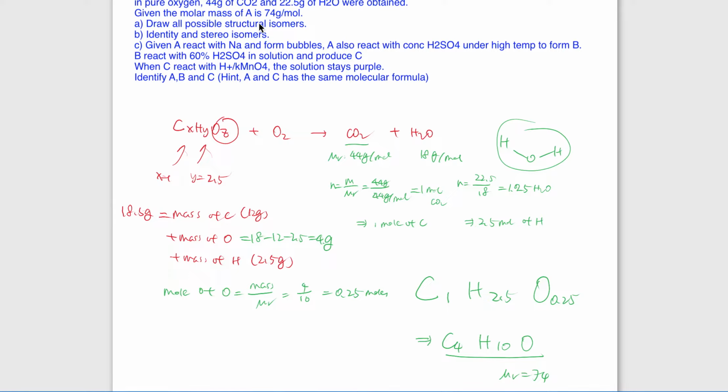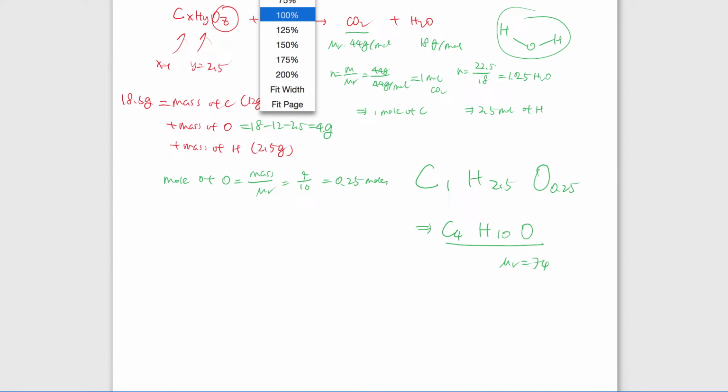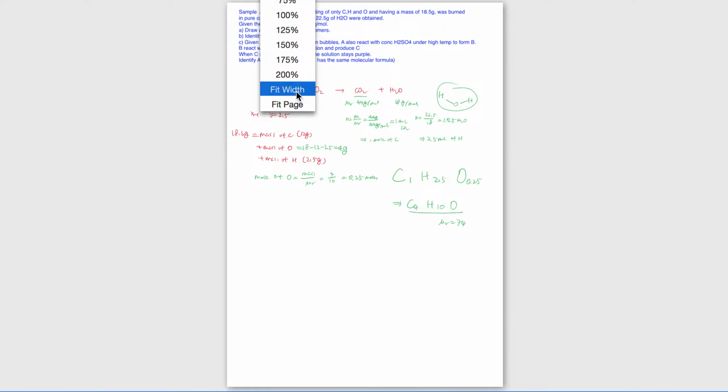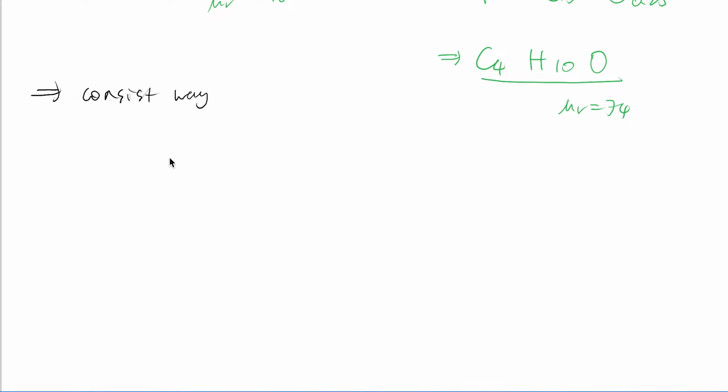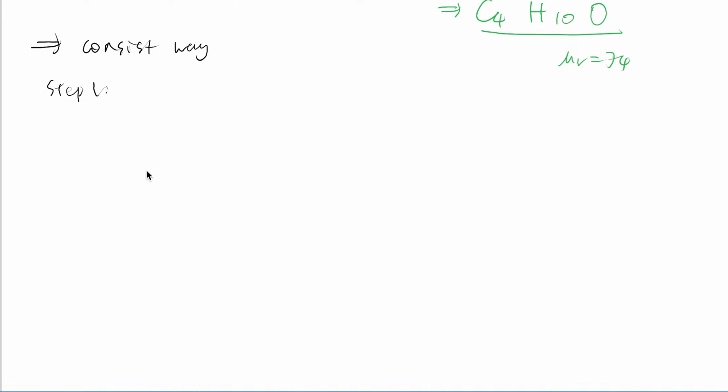And then they ask you to draw all possible structural isomers. Because you want to draw all structural isomers, you need to make sure you draw them in a consistent way so you don't miss anything. First of all, we need to work out the functional group. Make sure you always do it step by step. In all the last few questions with an unknown structure, you need to work out the structure of the compound. So your step 1 is always to work out the degree of unsaturation.